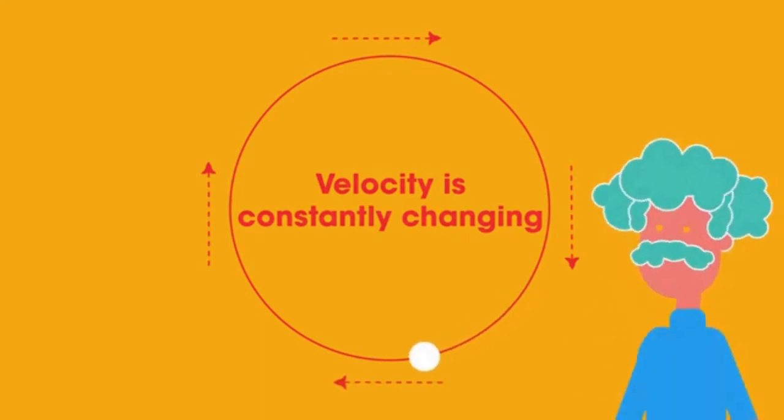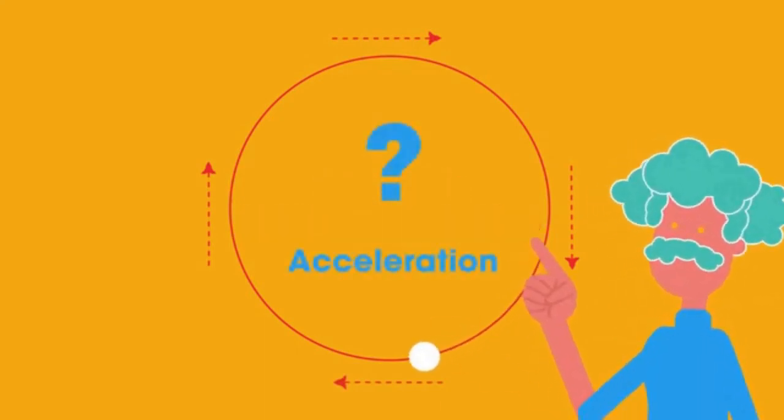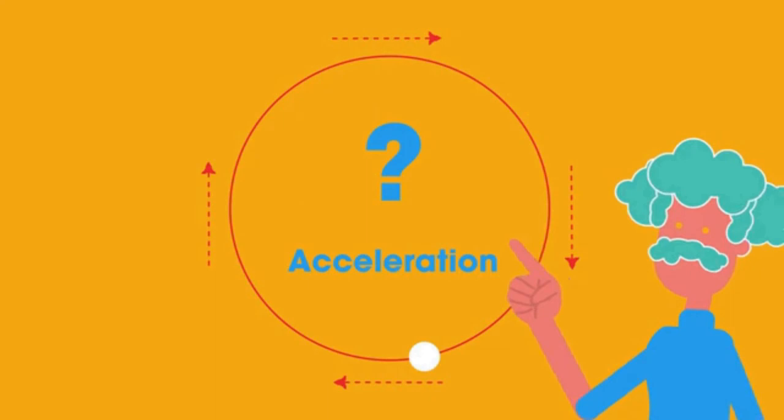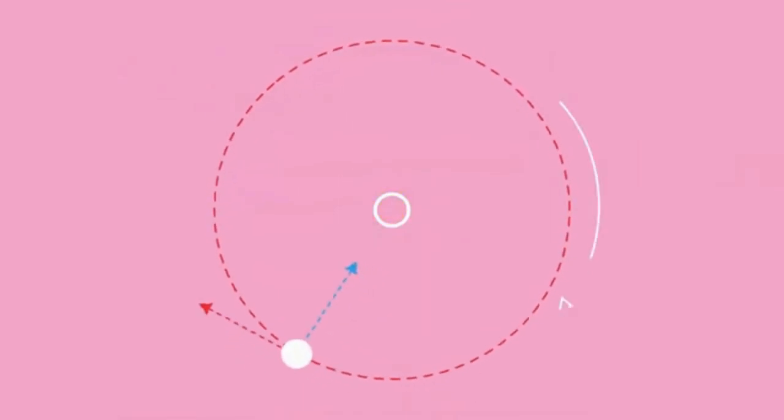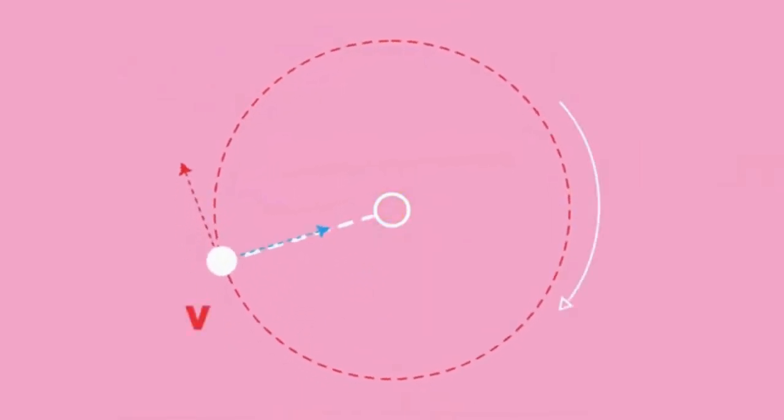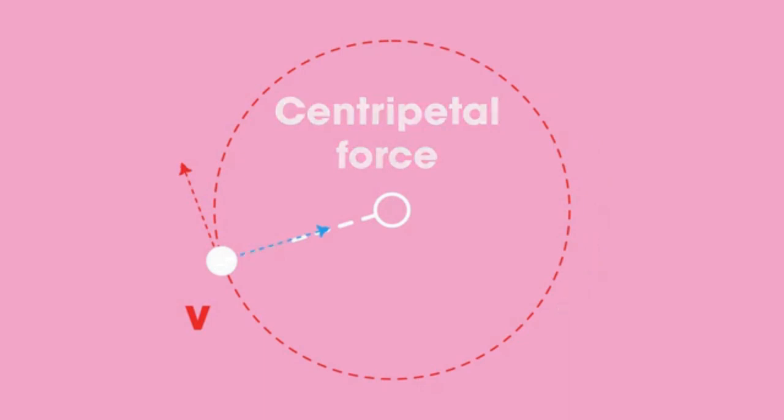But you may be wondering, what actually causes the acceleration? As you know from Newton's second law of motion, the net force acting on an object is directly proportional to its acceleration. In the case of circular motion, the net force that causes this acceleration is called the centripetal force, and it is always directed towards the center of the circle.